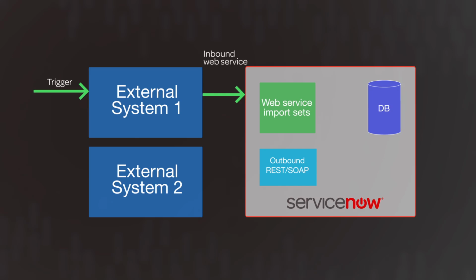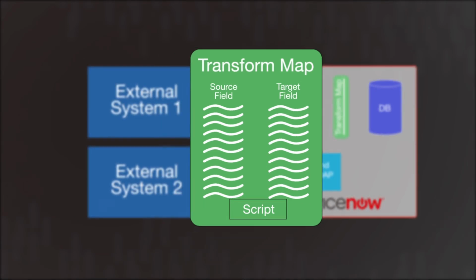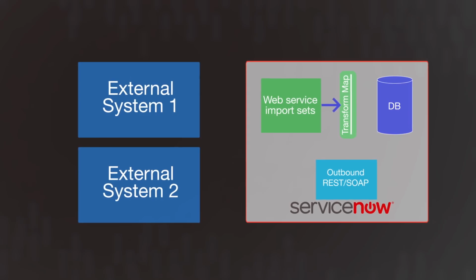First, something on the external system, perhaps a form being submitted, triggers a web service request to the instance. In this case, the web service, import sets, is called. This web service is configured with a transform map to the problem table. The transform map defines the relationships between source fields in the incoming data and target fields in the ServiceNow table. It also includes a script that invokes an outbound web service call.